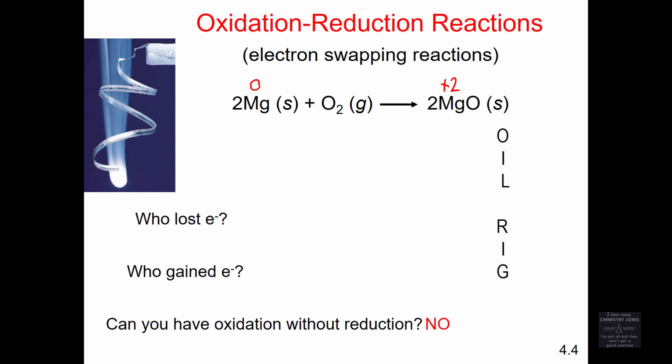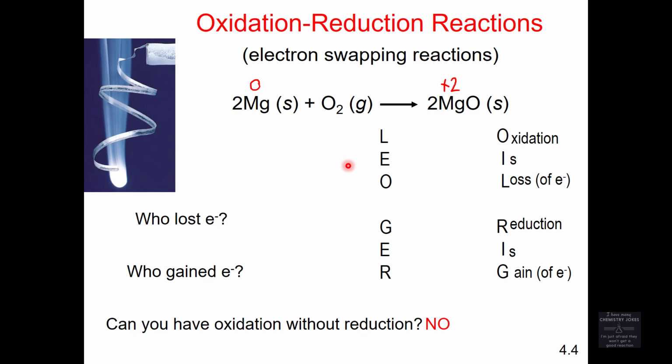So there's a couple of mnemonic devices to help you remember that losing electrons is oxidation. The one that I learned back in the day when I was sitting in your shoes is OIL RIG. Oxidation is loss of electrons. Reduction is gain of electrons. That's the one that I learned, but your textbook currently refers to Leo the Lion Says Grr. Losing electrons is oxidation, and gaining electrons is reduction.